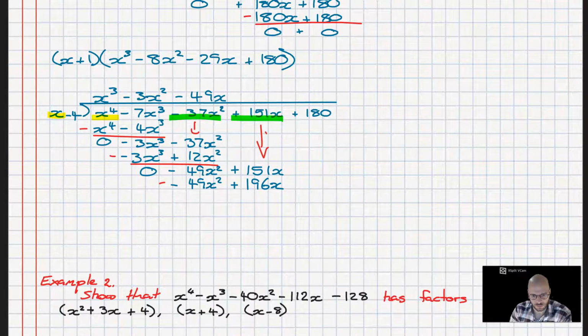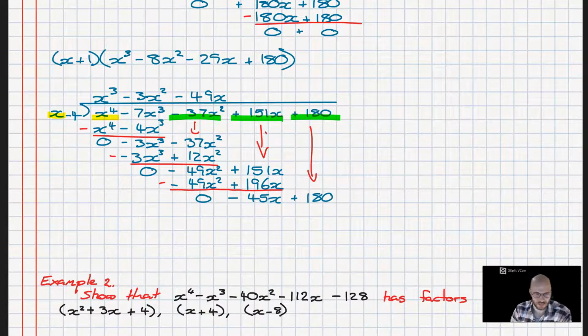Go for some subtraction. First term is nothing. Second term is 151 take 196. That will come out to be negative 45x, like so. Then we're going to grab our final term and bring it downwards. That will be positive 180.